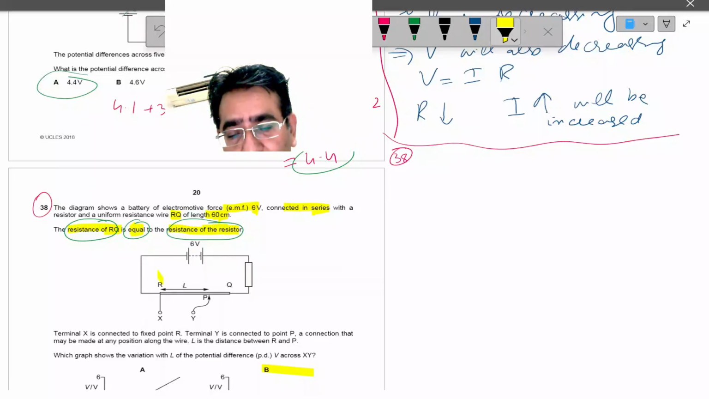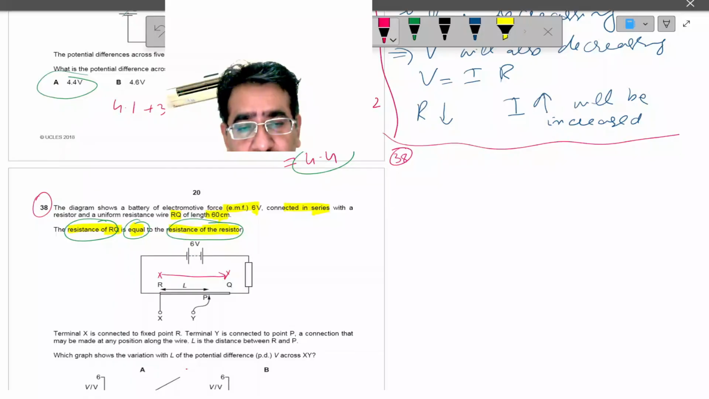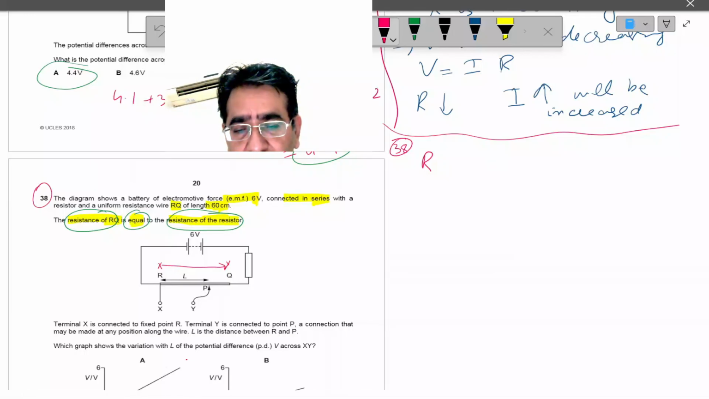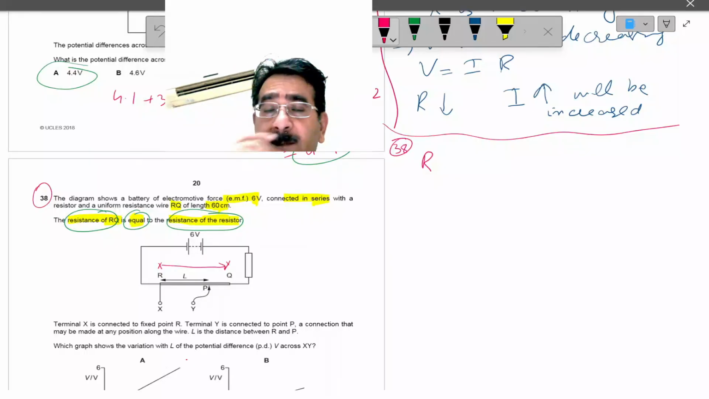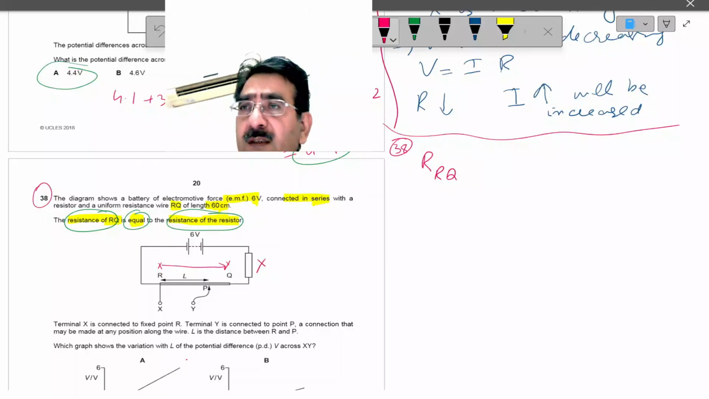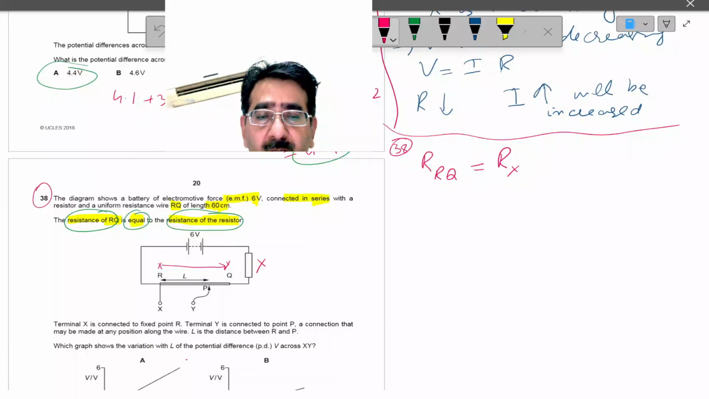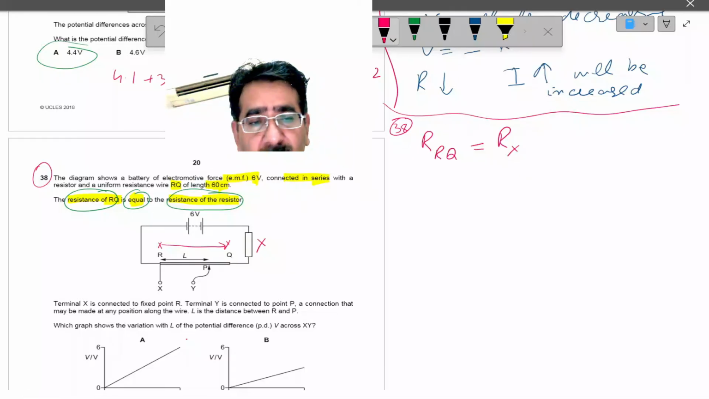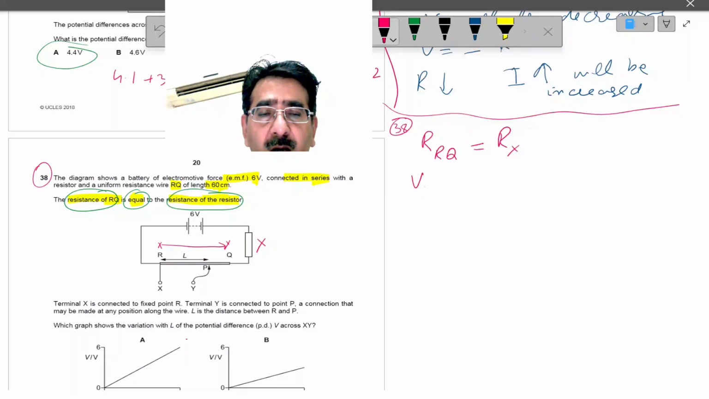RQ means from this point to this point. That is RQ, and R given is equal to the resistance of RQ. If I say this is X, it will be equal to Rx. So when this length is the maximum length of RQ, it will be equal to the resistance X. So the resistance will be equal. So what will be the VRQ? Because these are all in series.